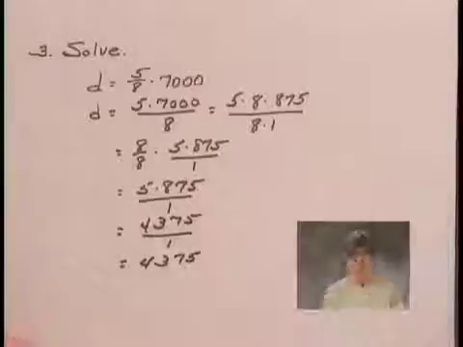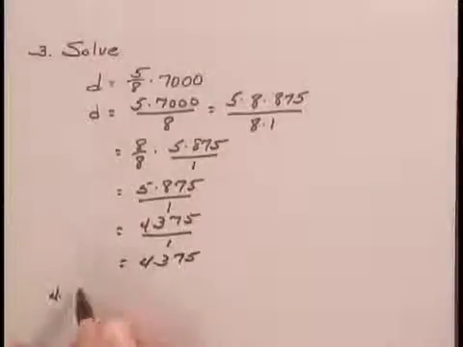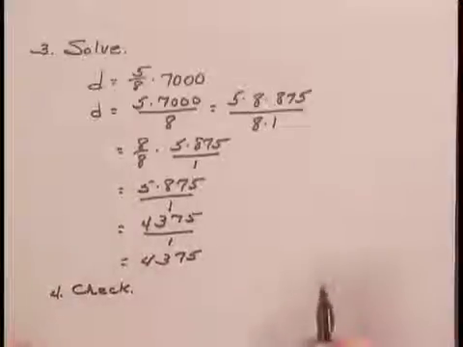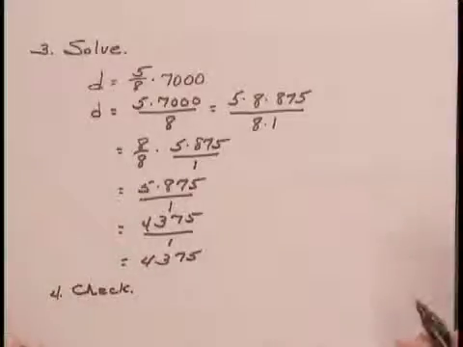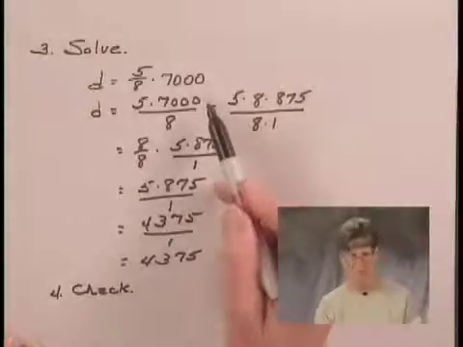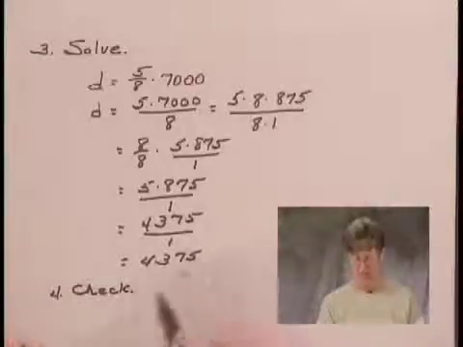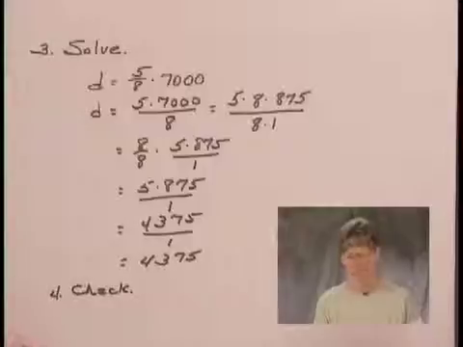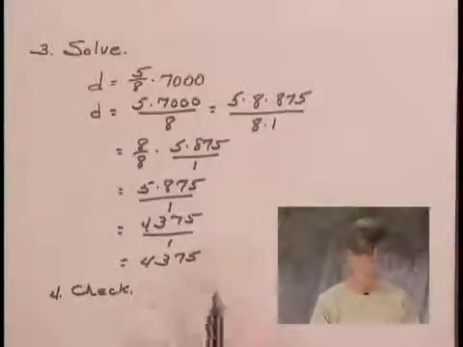Now, the fourth step in the process is to check the solution in the original problem. And the original problem told us that we were looking for 5/8 of 7,000. It required us only to do this multiplication. So the best check that we can do is just to go back and repeat the calculation and make sure we haven't made any arithmetic mistakes. And when we do that, we see that this is the correct answer.